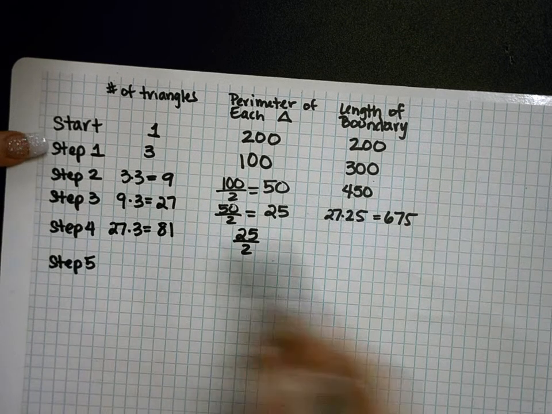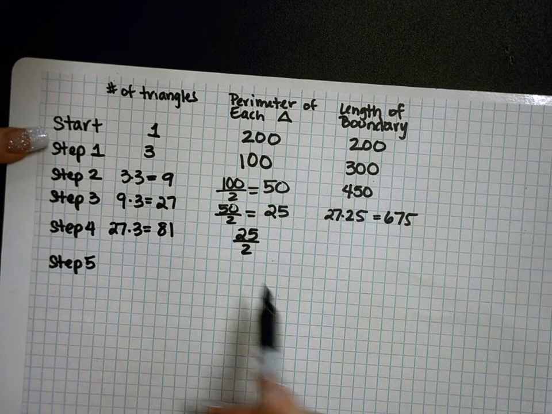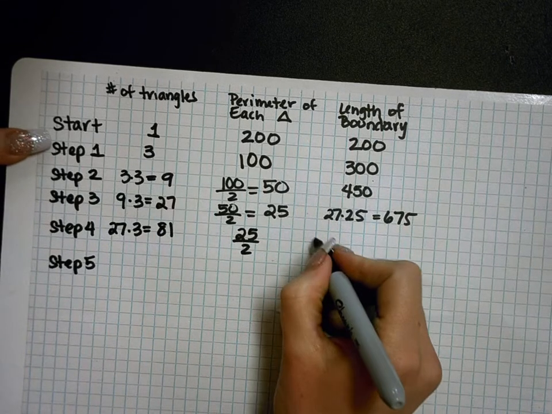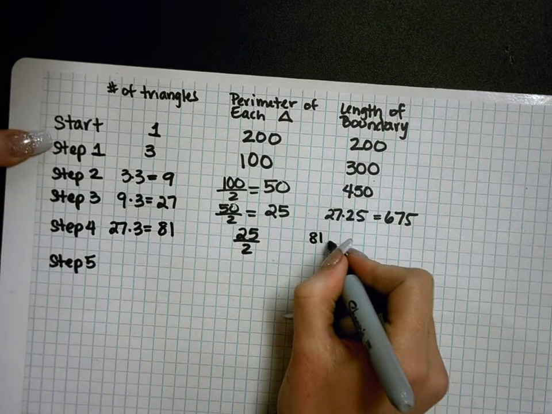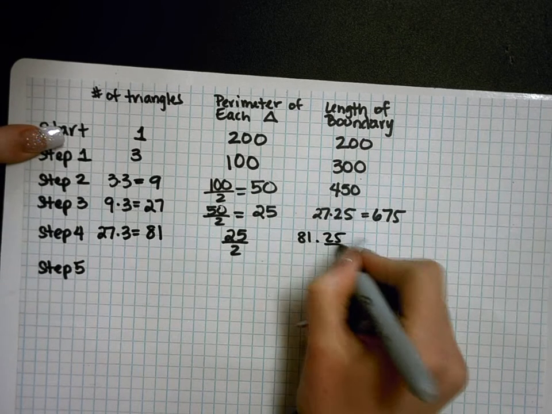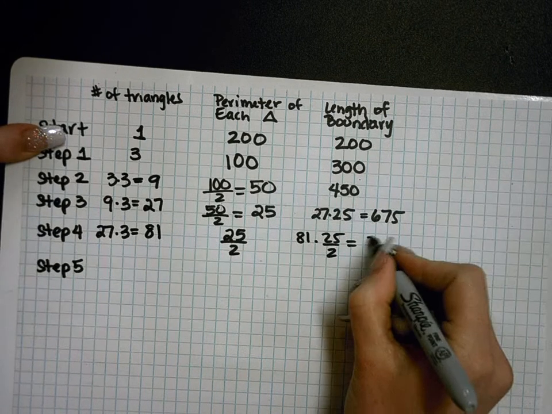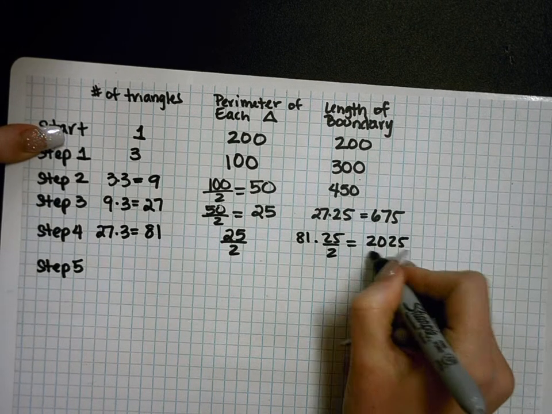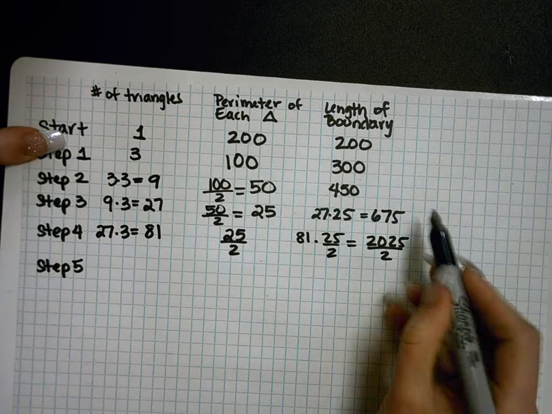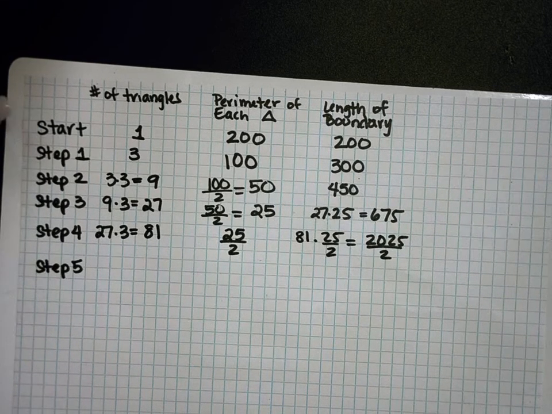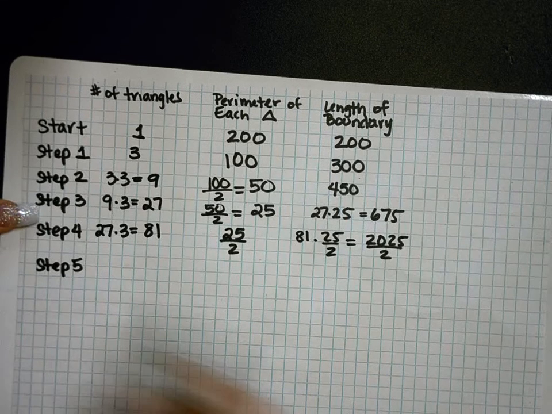And then when we find the length of the boundary for each one of those 81 triangles, it's 25 over 2. We're just going to go 81 times 25 over 2. We're going to multiply the top, which ends up being 2025, and keep our denominator of 2. And that's what the length of the boundary is for the entire step 4 figure. And then we get to step 5.